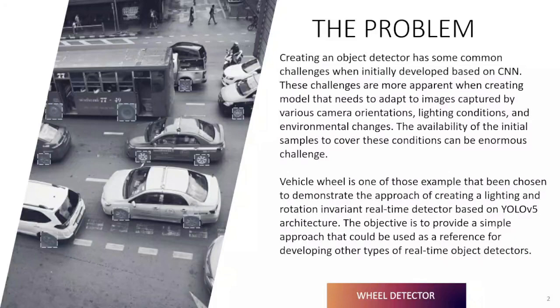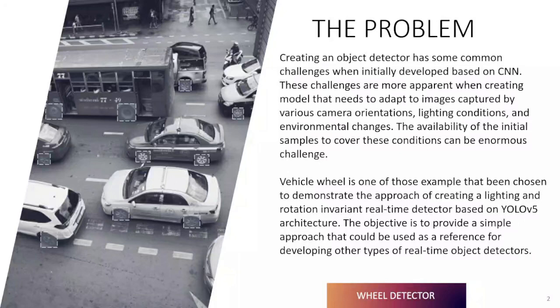When creating object detectors, there are some common challenges when initially developing based on a CNN architecture. These challenges are more apparent when you try to create a model that adapts to various camera orientations, lighting conditions, and environmental changes. The availability of initial samples to cover these conditions can be an enormous challenge. The vehicle wheel is one of these examples that had been chosen to demonstrate the approach of creating a lighting and rotation invariant real-time detector based on YOLOv5.